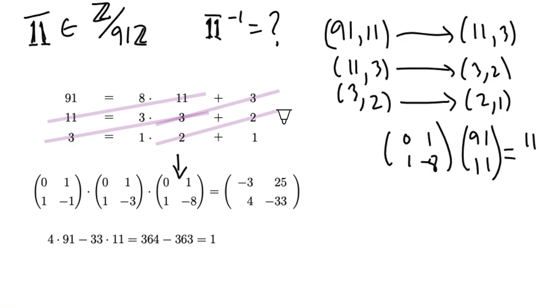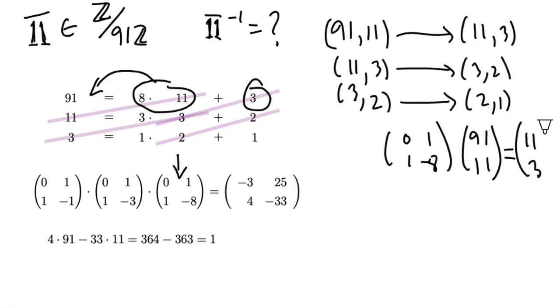This right here, see this 1, negative 8? What it does is it takes 1 times 91, so 91, then minus 8 times 11. That's like moving this over to the other side of the equation, and you're solving for the remainder. So the remainder gives you the next number. So we just represented this shifting process as a matrix.